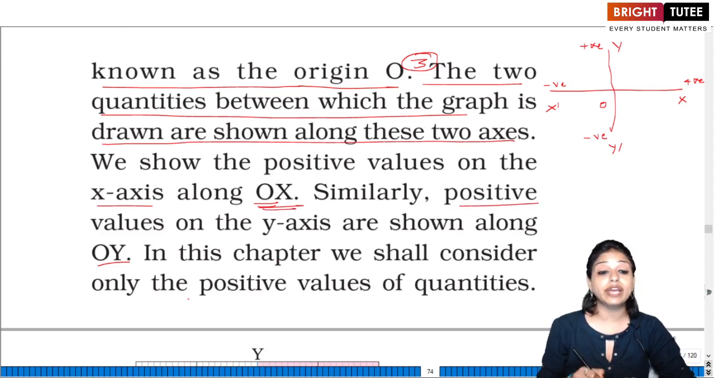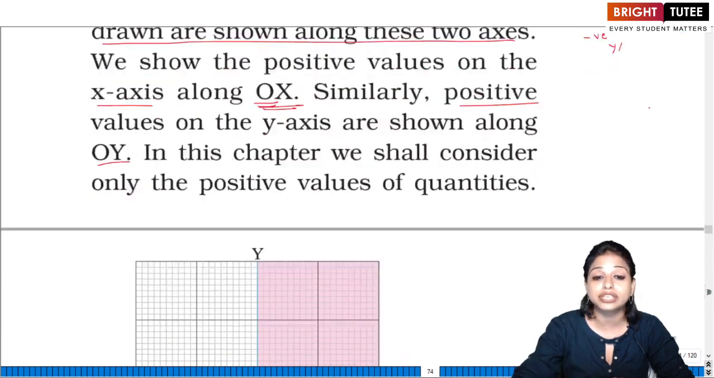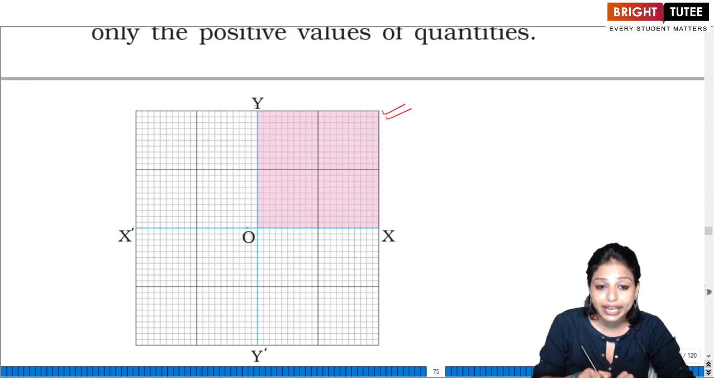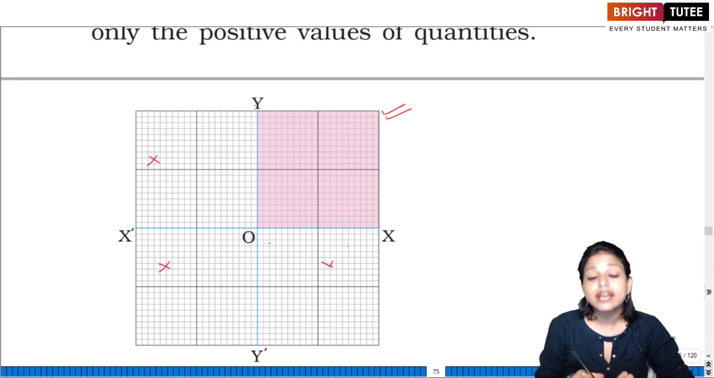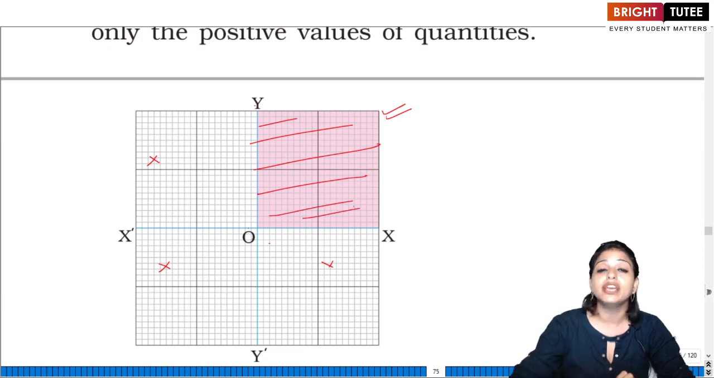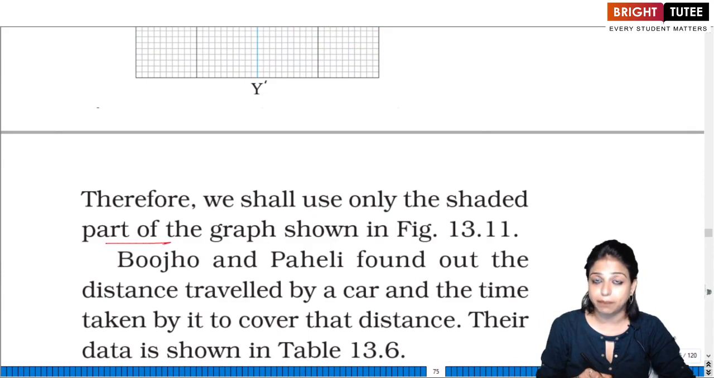Now in this chapter, we are considering only positive values. So we can even forget about drawing the graph with all these four parts. We can draw the graph with only two perpendiculars, that is OY and OX, right? So we are not considering any negative values. Hence, we are going to take only this part of the graph which is going to be useful to us. So we shall be only using the shaded part, right?